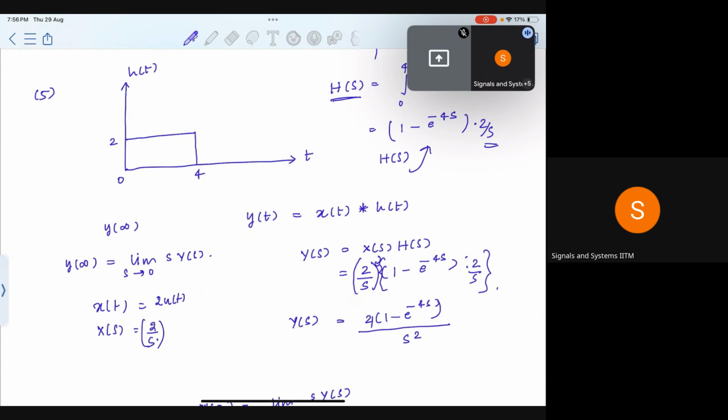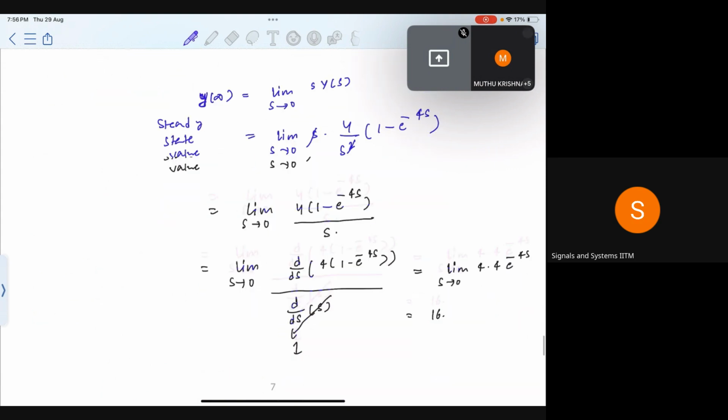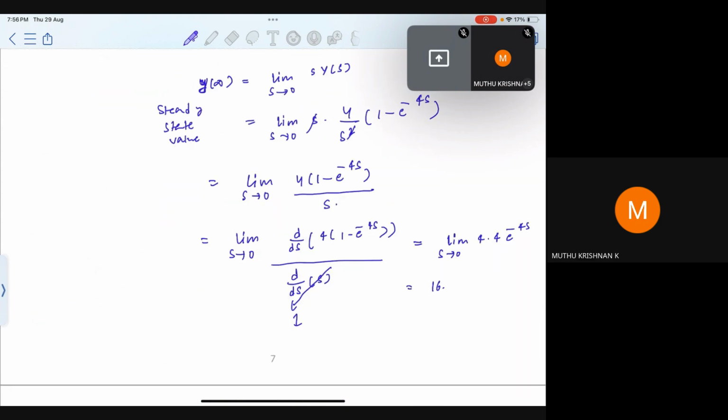Any other questions? Ma'am, could you scroll down a bit? So it's L'Hopital's rule, right? You mean here, right? Yes, the last one.